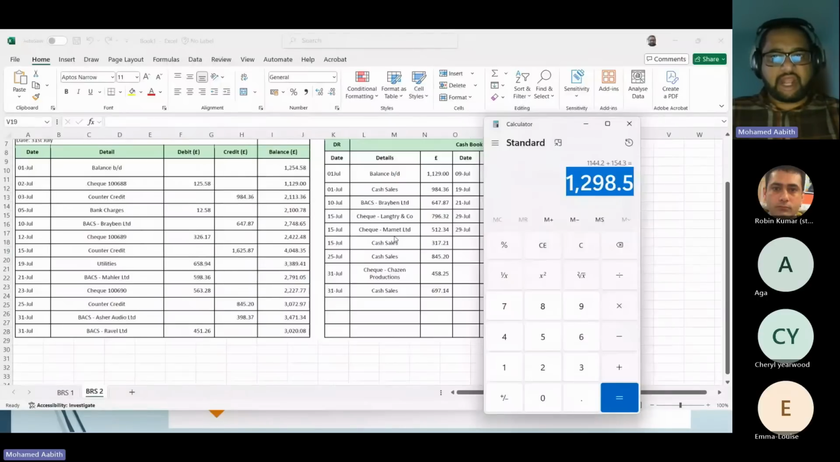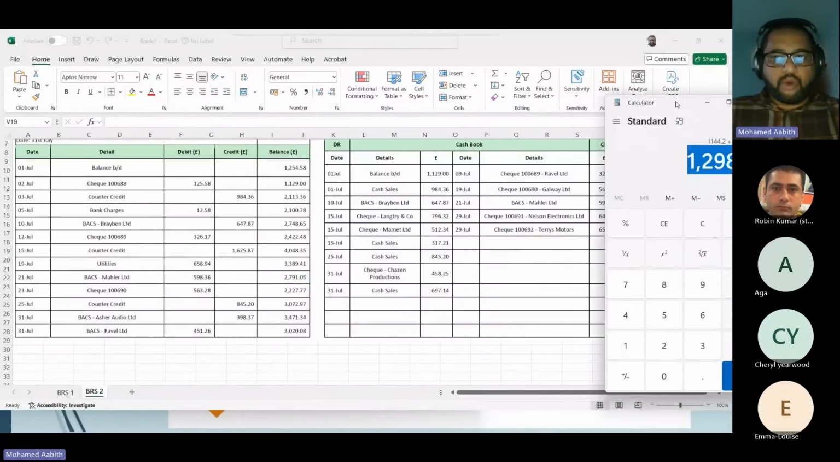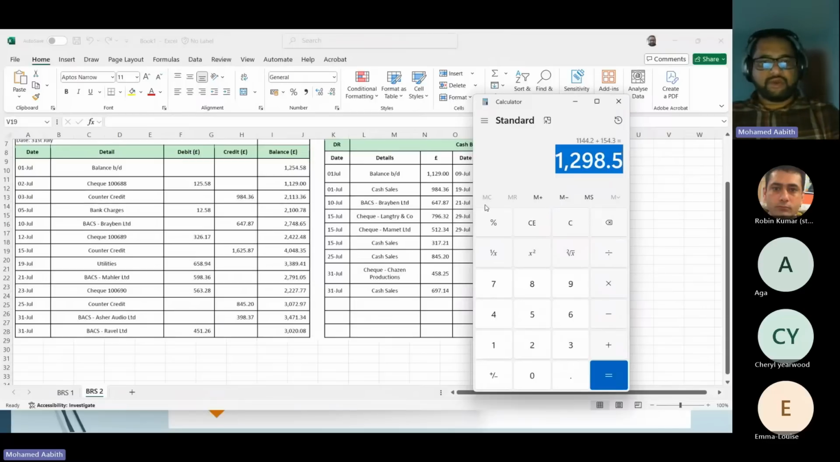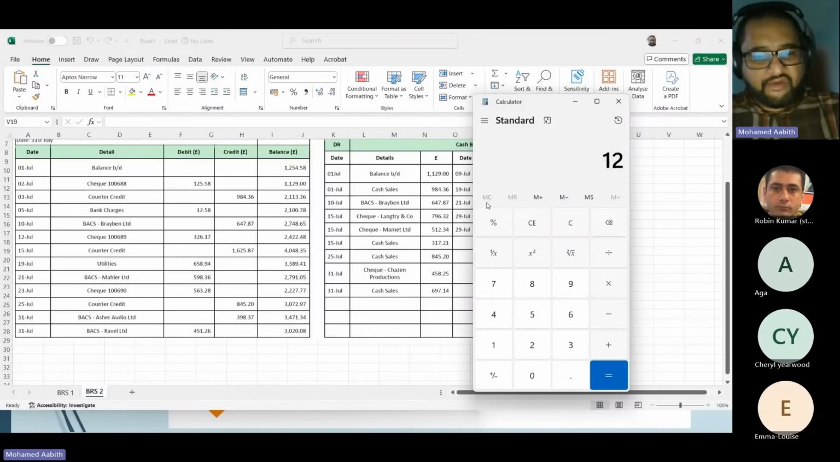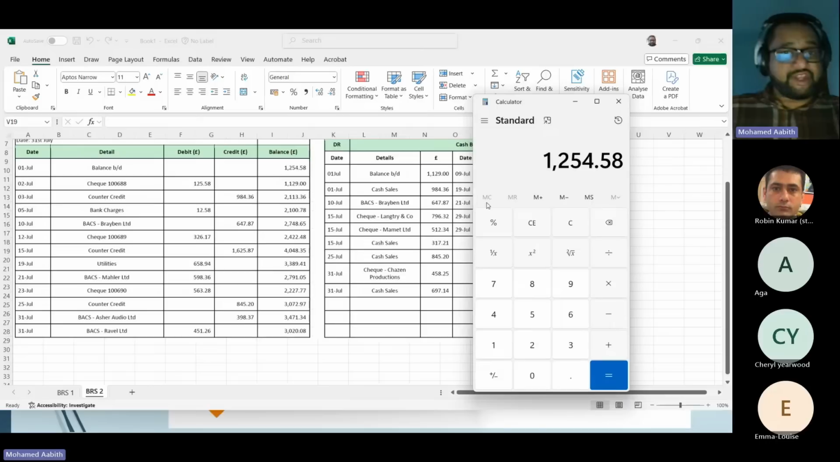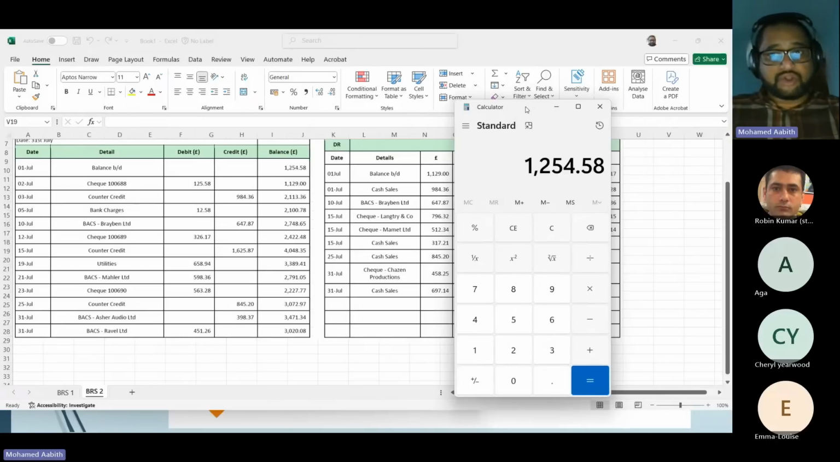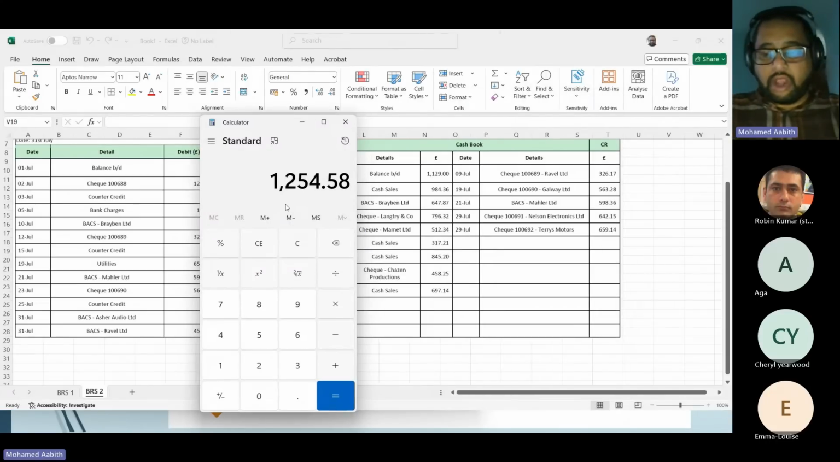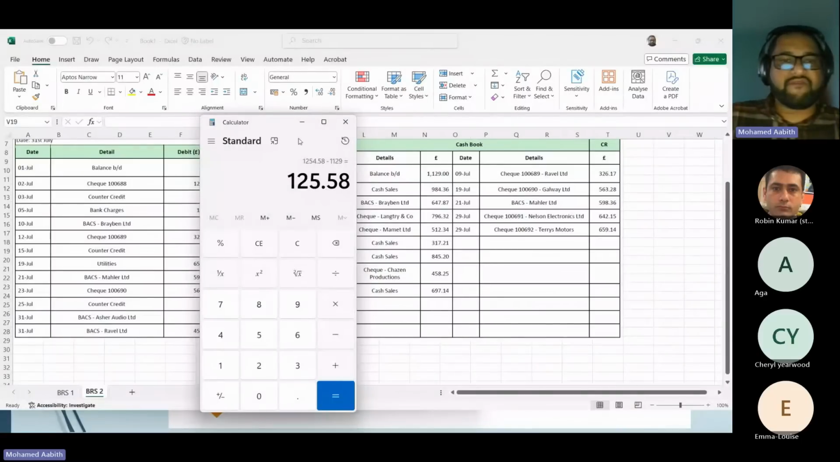Let's go to the calculator and work out the difference between those two numbers. 1254 58. This is from Mindful Education, bear in mind. These are also another online or blended lesson provider. They have very good resources as well. We used to use them in the past. The difference is going to be 125 pounds 58 pence.